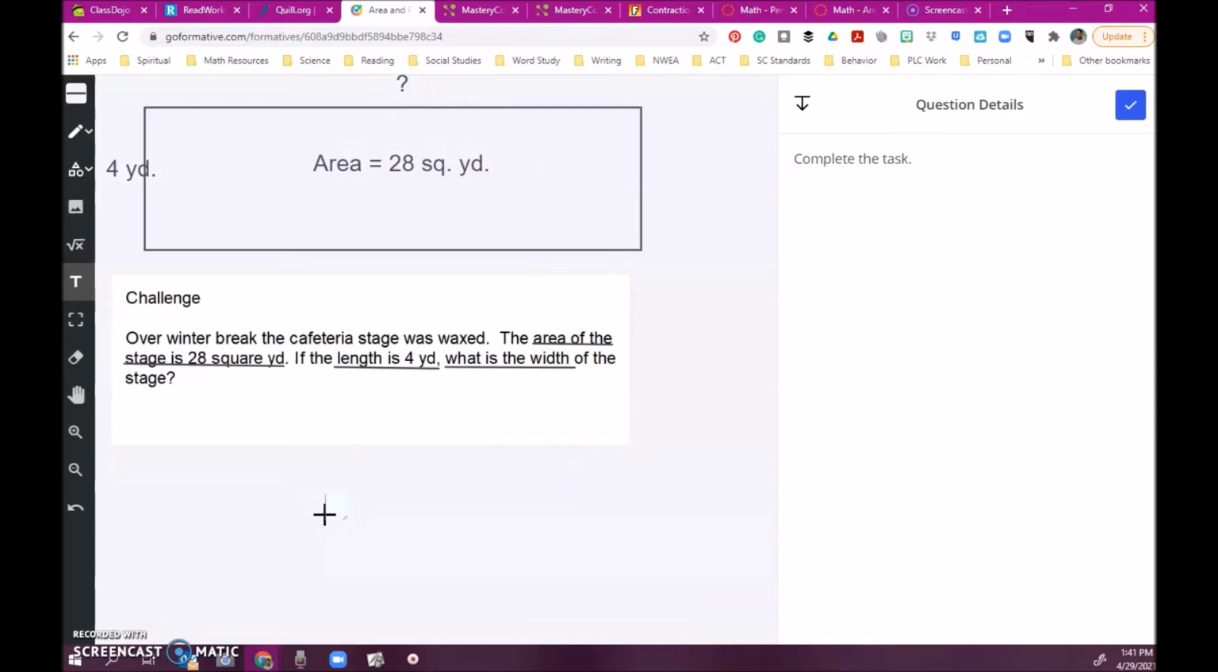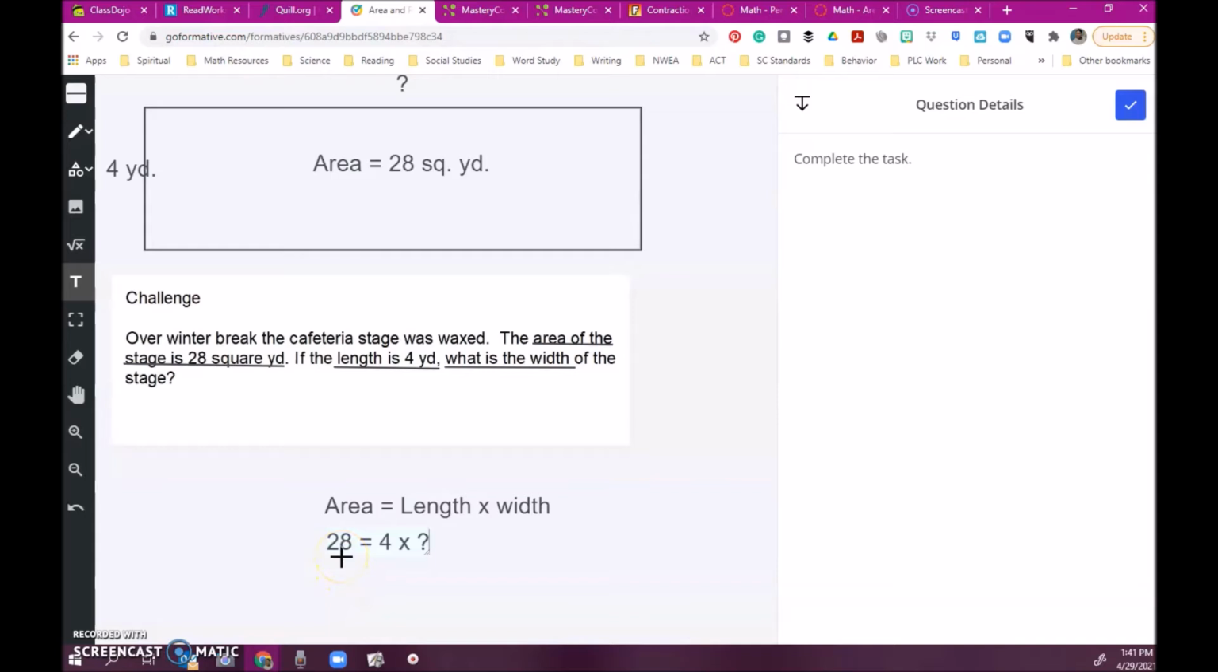Now you may say, well, I know that we've learned the formula for area, and area equals length times width. And let's spell that correctly. So if I plug in what I know, which is the area, it was given to me. They told me 28 square yards. And that is supposed to be equal to the length, which is 4. And we have to multiply that by the width. But we don't know the width. So let's fill that in with a question mark.